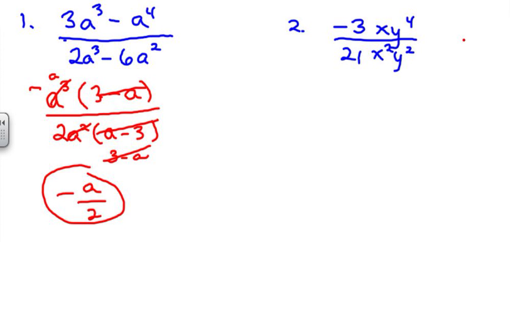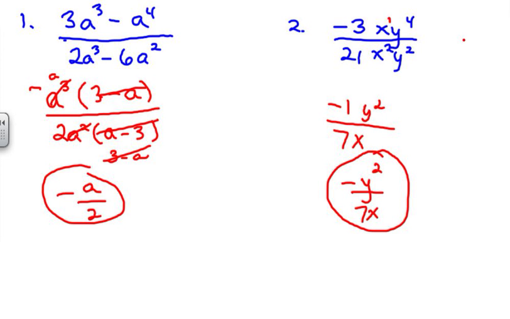Okay, number 2 is very similar, except there's no factoring. These are just all monomials. So when you reduce negative 3 over 21, you get negative 1 over 7. And with the x's, remember that's an x to the first. So 2 minus 1 leaves me 1x in the denominator because the 2 is larger in the denominator. And the y's, 4 minus 2 gives you 2, and that'll go in the numerator. So we have y squared in the numerator. So when you simplify that, we never leave a negative 1, so it's going to be negative y squared over 7x as the final answer.